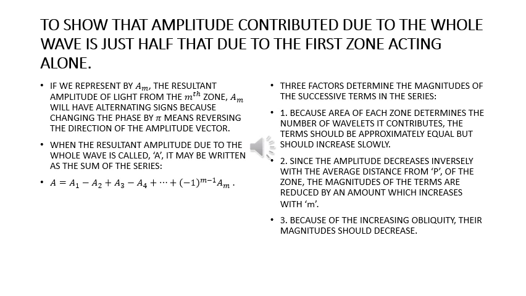Now, three factors determine the magnitudes of the successive terms in the series. Number one, because the area of each zone determines the number of wavelets it contributes, the terms should approximately be equal, but should increase slowly. Number two, since the amplitude decreases inversely with the average distance from P of the zone, the magnitudes of the terms are reduced by an amount which increases with m. Number three, because of the increasing obliquity, their magnitudes should decrease.